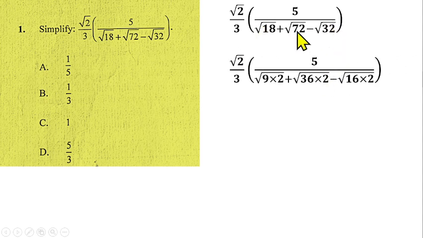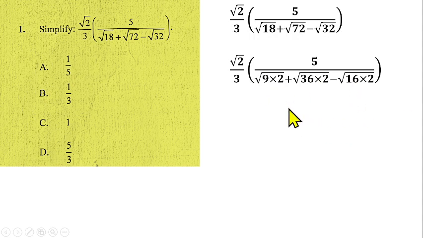And how do we simplify that? You look for two numbers you can multiply together to give 18, and one of them is a perfect square, so that will be 9 times 2. We also look for two numbers you can multiply together to give 72, and one of them is a perfect square, that will be 36 times 2. And also for 32, that will be 16 times 2. So we find root 9 is 3, root 36 is 6, while root 16 is 4.